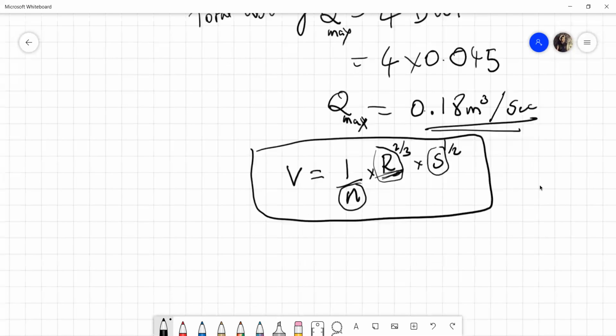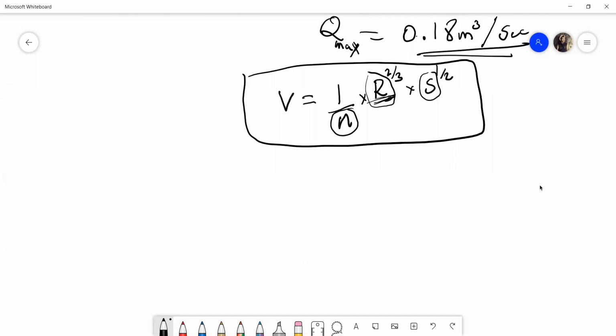Just write down this formula. V equal to 1 by N multiplied by R to the power 2 by 3 multiplied by S to the power 1 by 2. This is the Manning's formula.